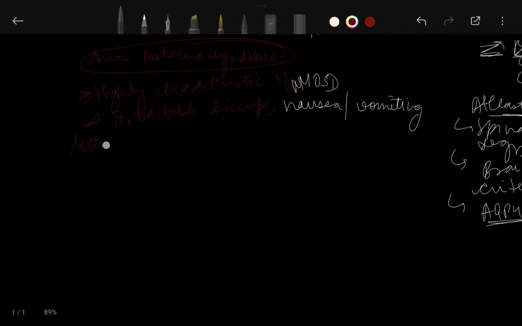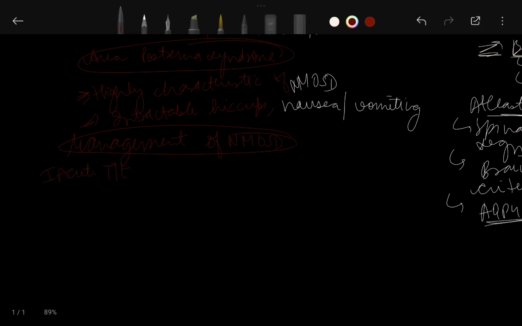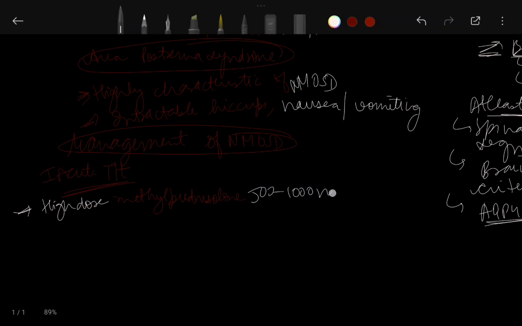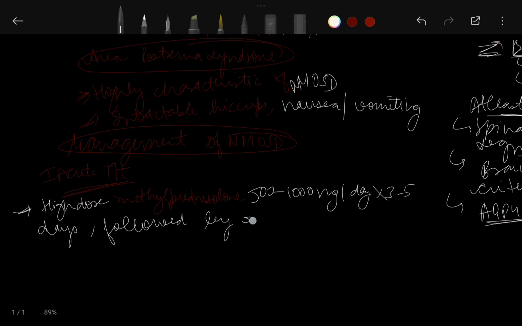Now, what is its management? First of all, we have the acute treatment. In acute treatment, high dose methylprednisolone 500 to 1000 mg per day for 3 to 5 days is given, followed by oral prednisolone for 11 days.